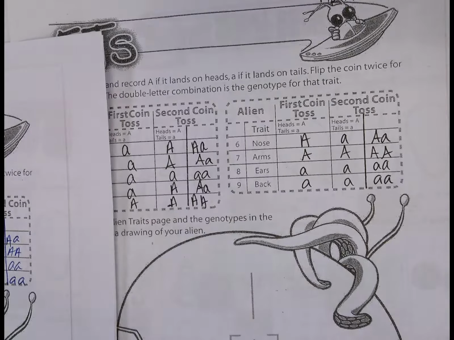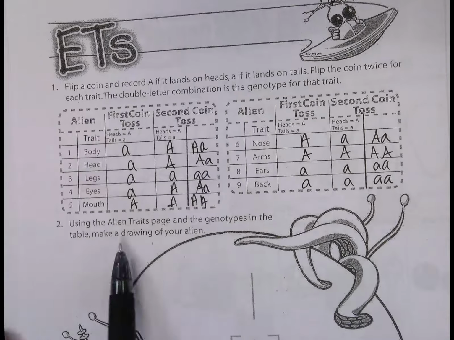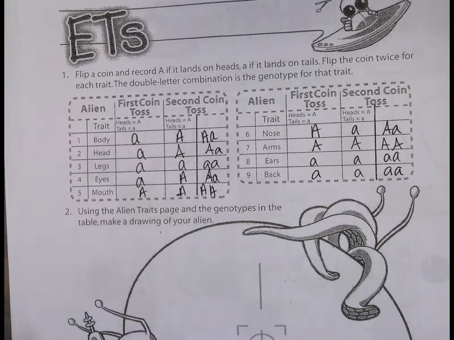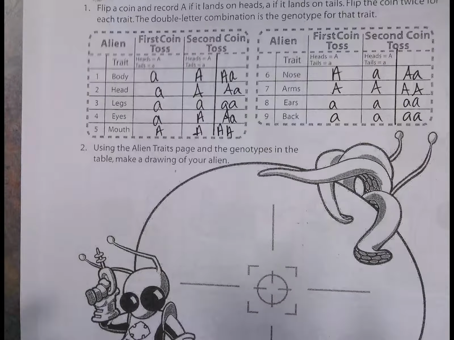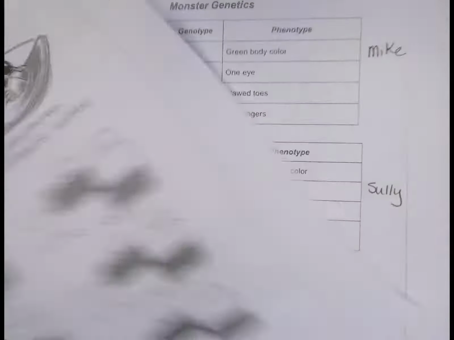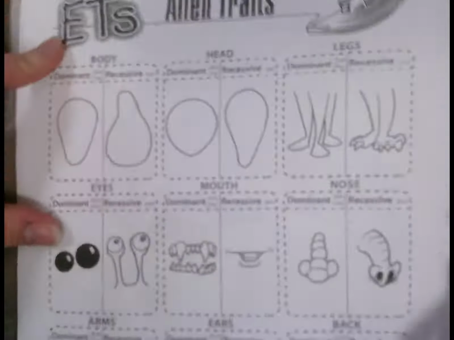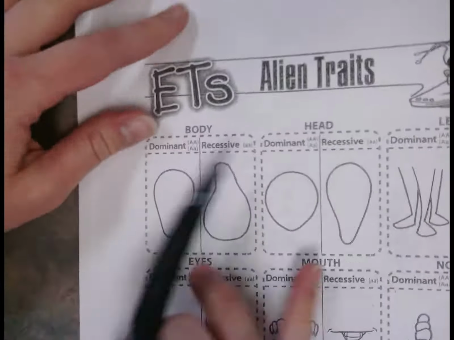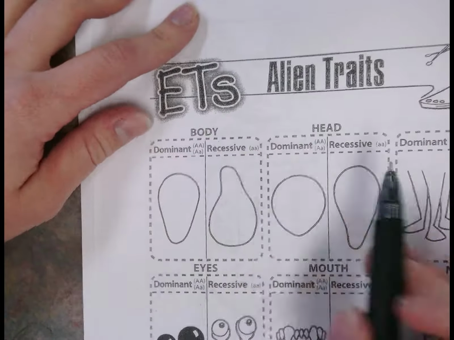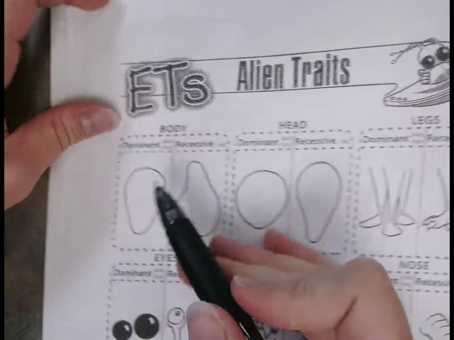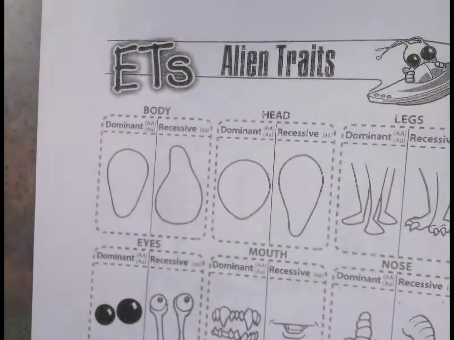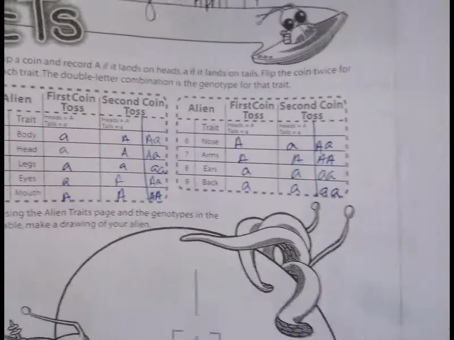So, yeah. Now, it says, using the alien traits page and the genotypes in your table, make a drawing of your alien. So I'm not going to actually use this quite yet. You need to flip it over to page 5, and you are going to see a whole page of alien traits. Now, this side, the left side, is always going to be dominant, and the right side is going to be recessive. So looking at what you got, I'm just going to use this chart because it's the same data.